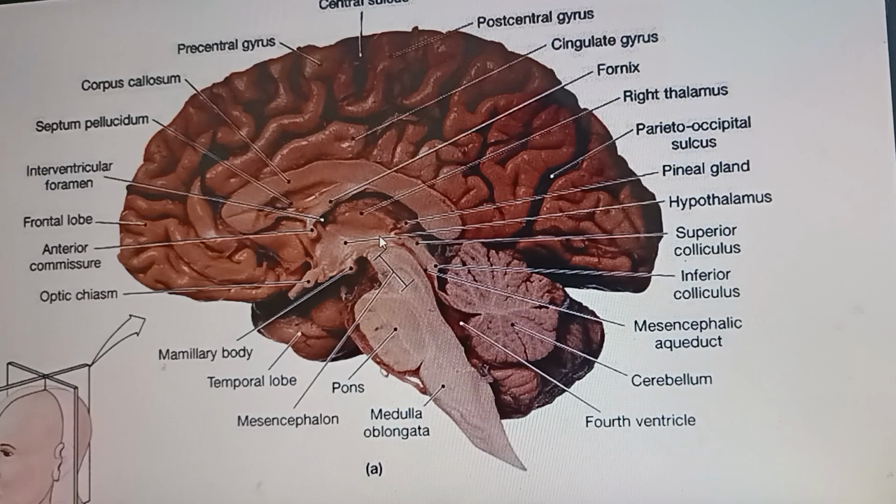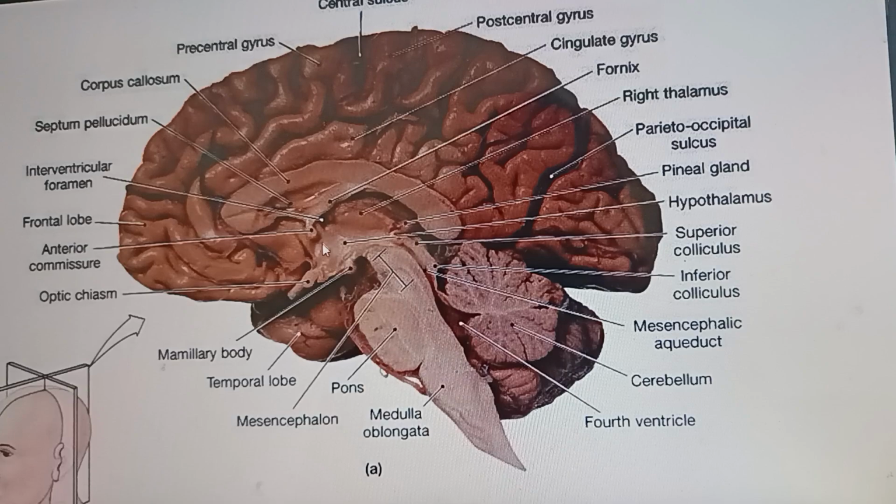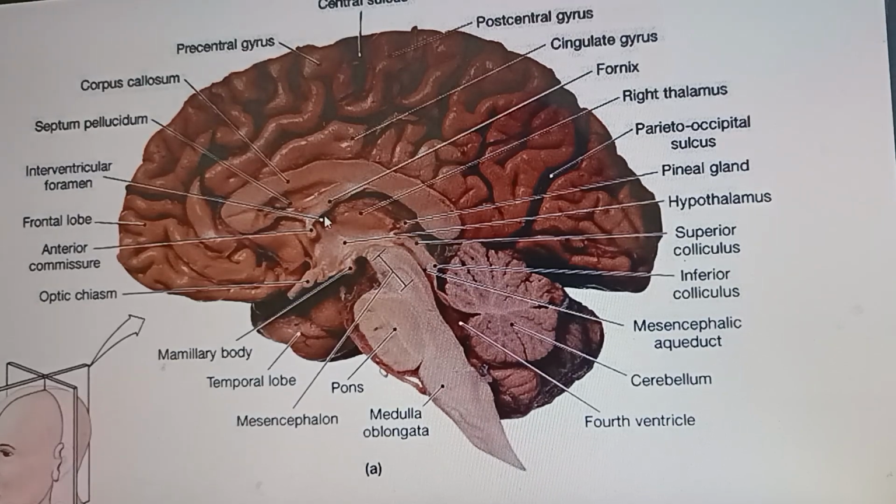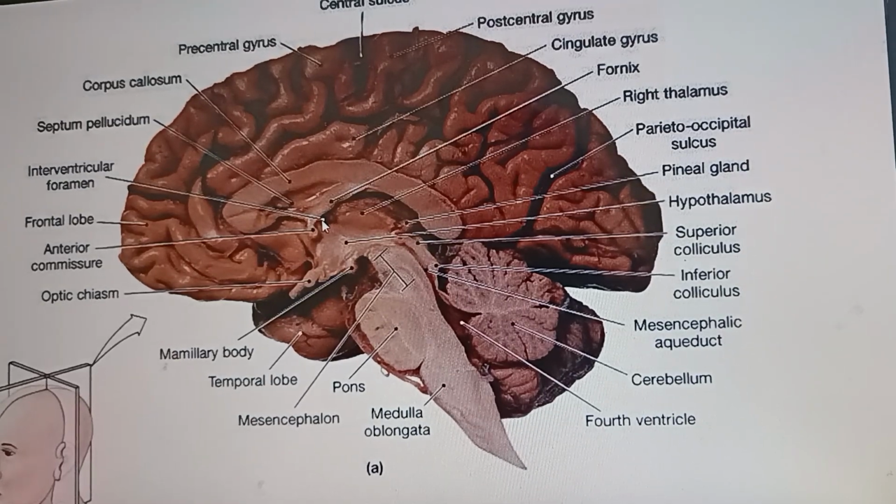The third ventricle is seen between the two thalami. So this is the right thalamus. Below the thalamus you have the hypothalamus. Here the cursor is moving in the third ventricle. There is one third ventricle which opens into the right and left lateral ventricles. You can see an opening called the interventricular foramen.